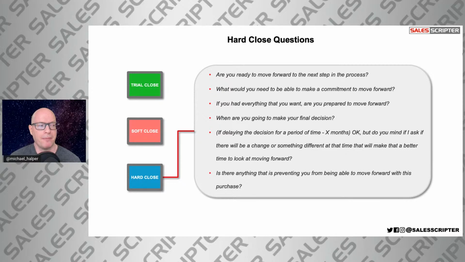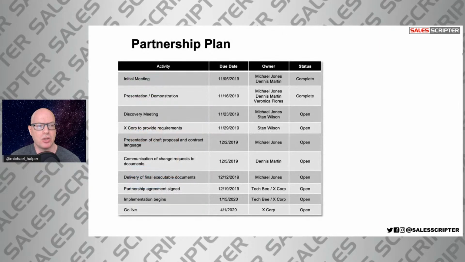The key thing here is the next thing I'm going to show you actually provides a tool and a framework for how to ask these questions and how to work with your prospect to be a little bit more firm and hard close. And that is to use a tool called a partnership plan. At the most basic level, don't make this more complicated than it needs to be. This is just a table of what needs to happen from the end of the presentation until either the prospect purchasing or the prospect going live or using your product. So this is just a list of everything that both you and the prospect need to do between now and then. And you can include some anticipated due dates, who's going to own each task, and the status.